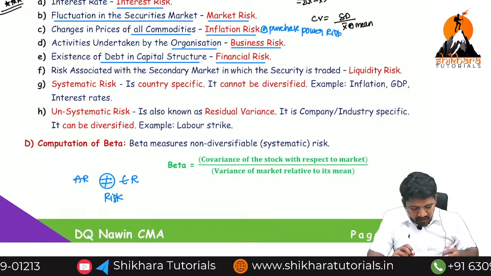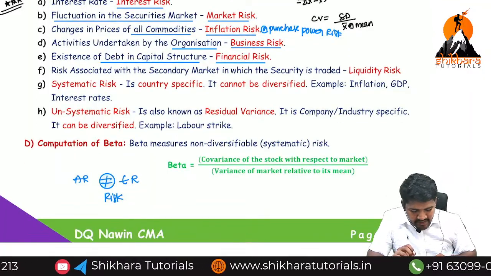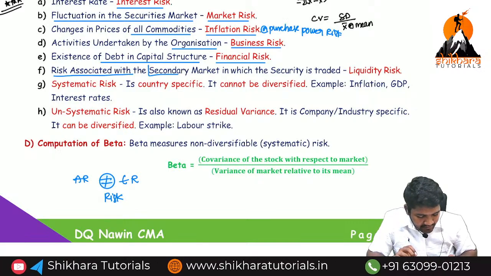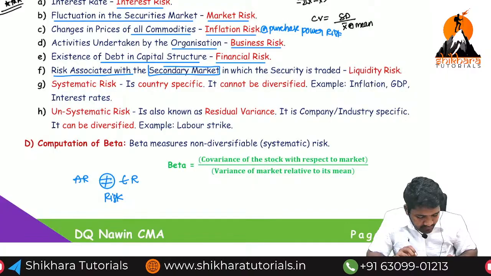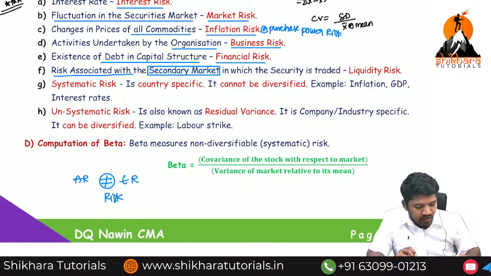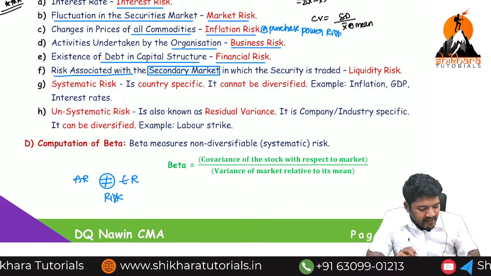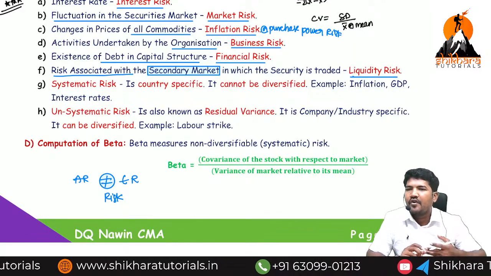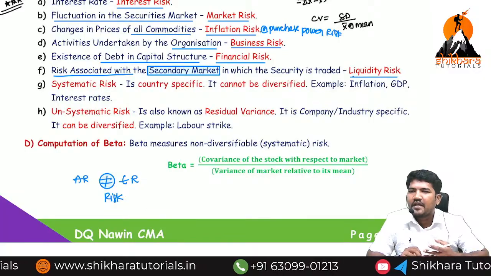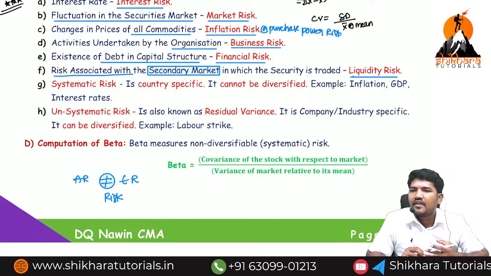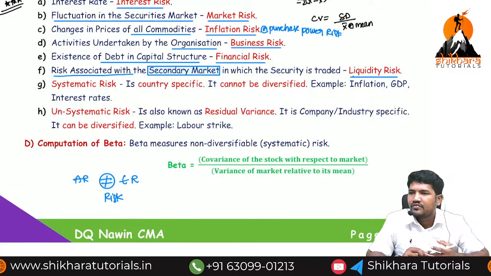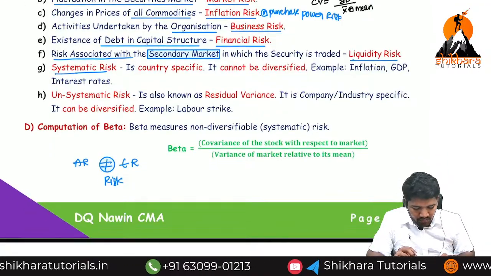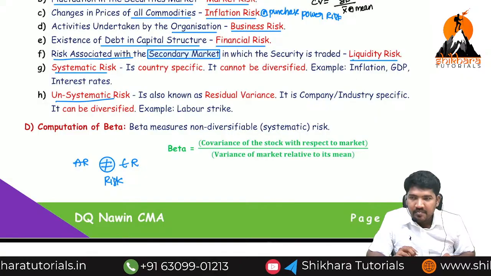Next, actual is not the same as expected due to risk associated with the secondary market in which the security is traded. It is known as what, sir? Liquidity risk. So from a liquidity point of view, we are not focusing on the primary market, we are focusing on the secondary market for selling the goods. Guys, clear?